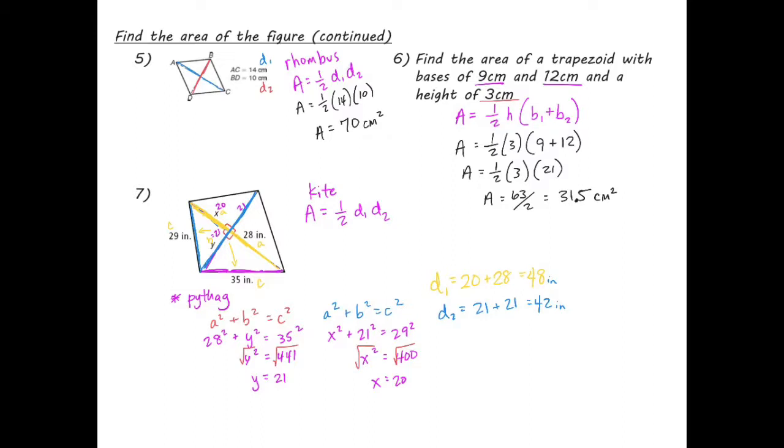So go back up to my kite formula, and the area is found by doing 1/2 of diagonal 1 times diagonal 2. So 1/2 of 48 times 42. Do the math, and we get 1,008 inches, and it's area, so let's call it inches squared.